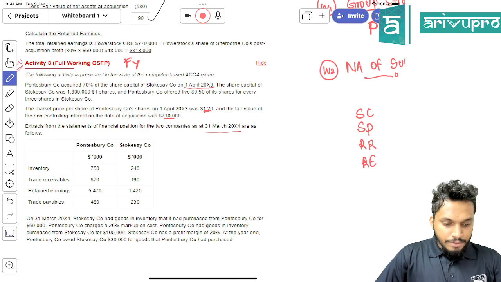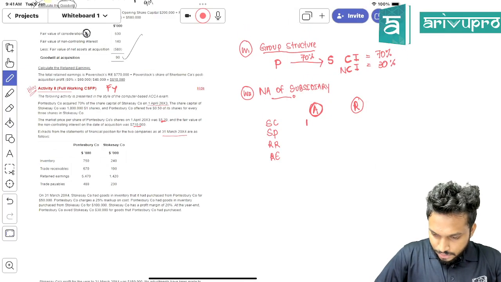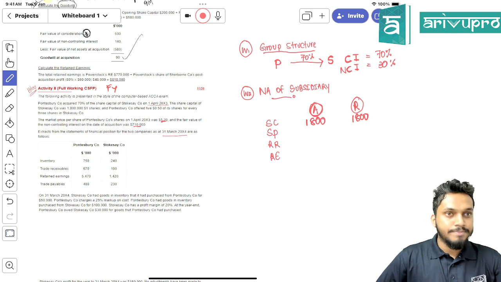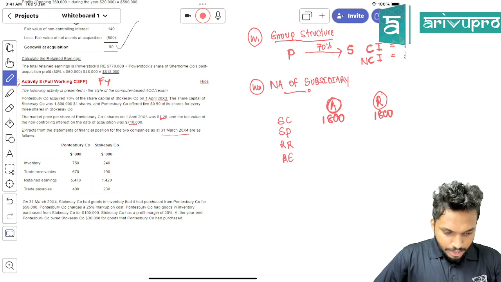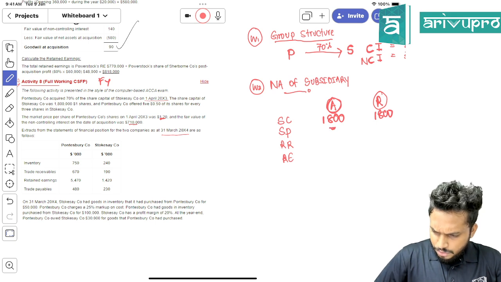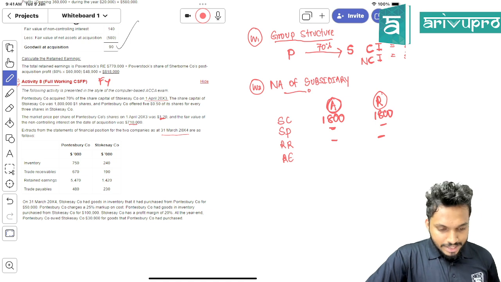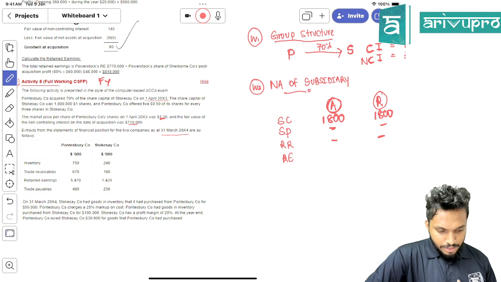The share capital of S company is how much at the beginning? 1.8 million. So that is 1.8 million at the beginning, and at the reporting date it's going to be the same. Then they have not given us any share premium or revaluation reserves, so no issues. And you need to understand what your retained earnings are. What is the retained earnings for the period?